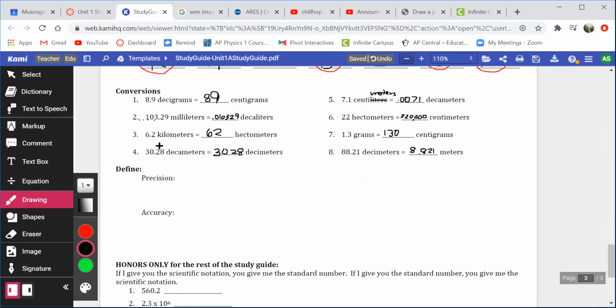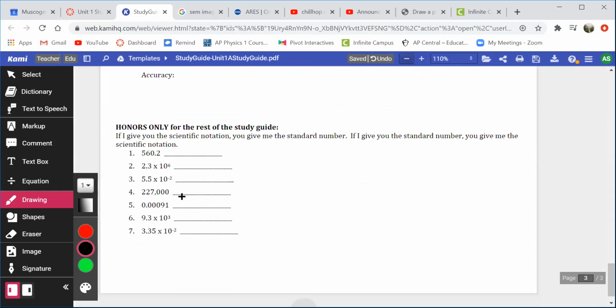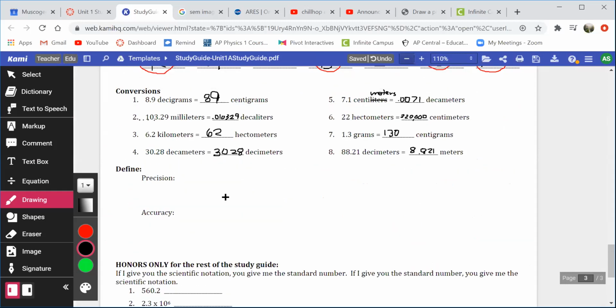Right here, let's get these definitions. We'll do these real quick right here, and then we'll get back to scientific theory, scientific method. So what's precision? What is precision? Let's get a definition. Precision is a measure of the degree to which the measurements made in the same way agree with each other.